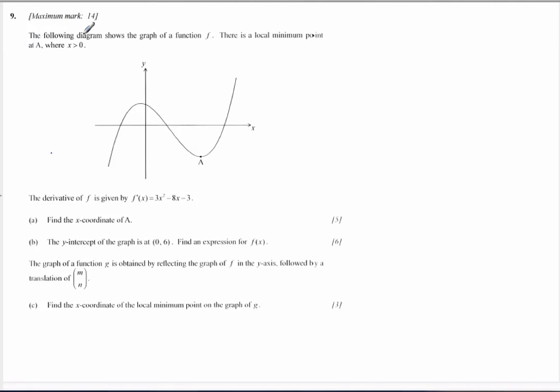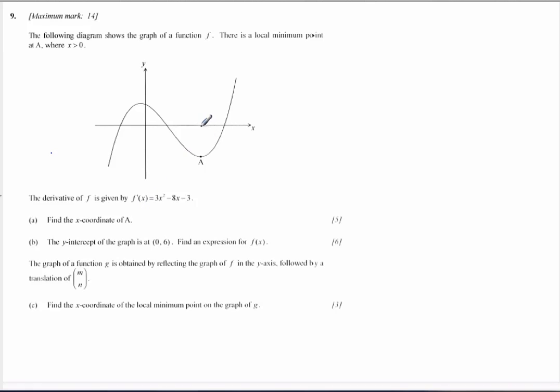The following diagram shows a graph of function f. There's a local minimum at a, and it's right here, obviously to the right of the y-axis. The derivative of f is given by f prime of x is 3x squared minus 8x minus 3. Find the x coordinate of a.